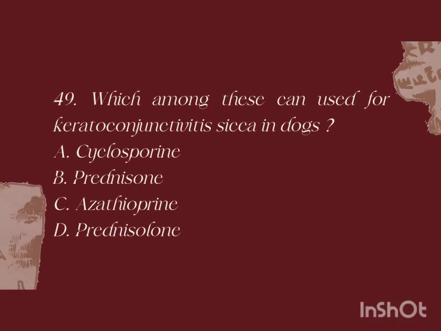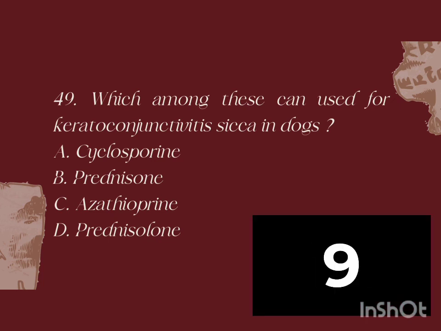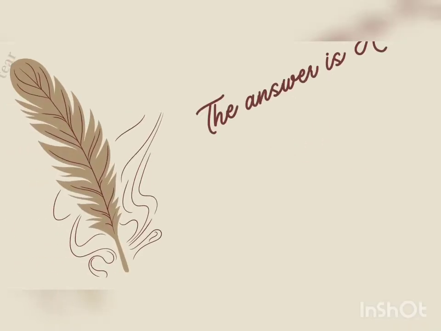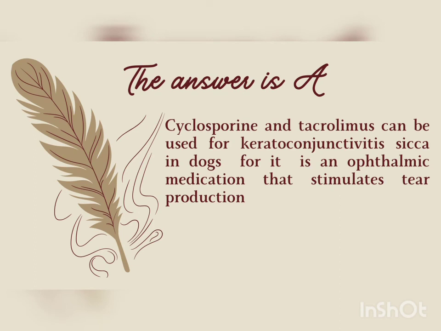Number 49. Which among these can be used for keratoconjunctivitis sicca in dogs? A. Cyclosporin, B. Prednisone, C. Azathioprine, D. Prednisolone. The answer is A. Cyclosporin and tacrolimus can be used for keratoconjunctivitis sicca in dogs, for it is an ophthalmic medication that stimulates tear production.